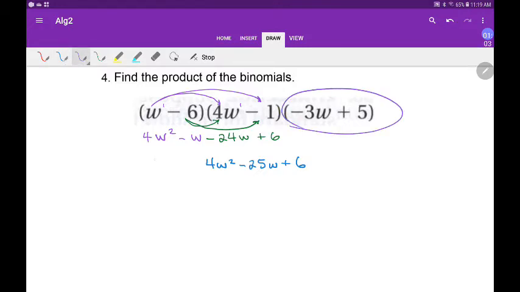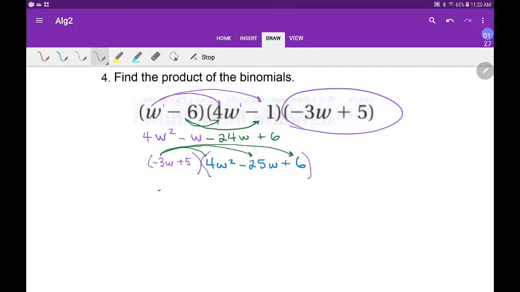And I'm going to say negative 3W plus 5. You could put it after. Then you'd have to do it 3 times. I'd rather just do this one this way. I'm going to say negative 3 times 4, negative 3W times 4W squared, and negative 3W times each one of these 3 things.